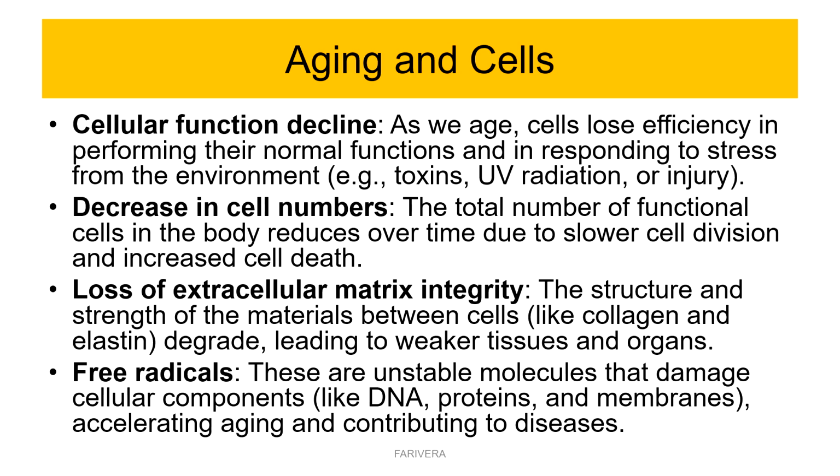Okay, so for our final topic, aging and cells, or simply called cellular aging. As we age, cellular efficiency gradually declines. Cells may become less effective at carrying out their normal functions and responding now to stress. The number of functional cells may also decrease because cellular division becomes slower while cell death continues. So changes also occur in the extracellular matrix. Materials such as collagen and elastin may gradually lose strength and integrity.